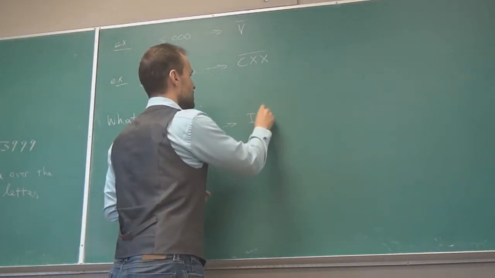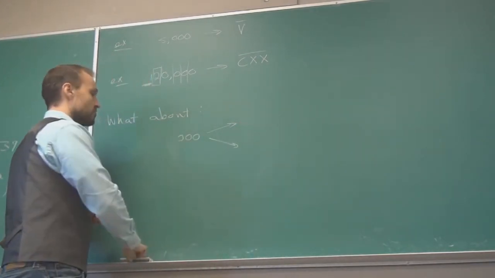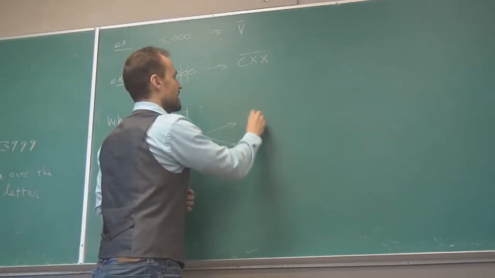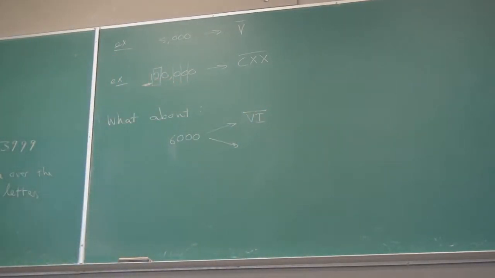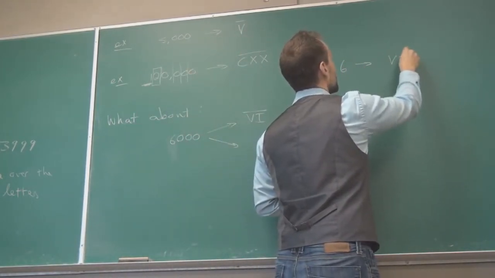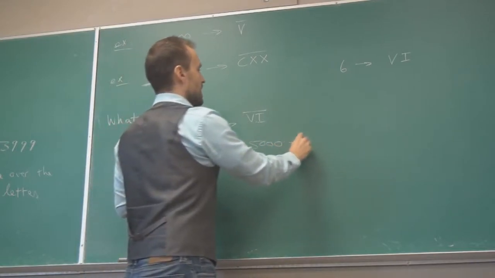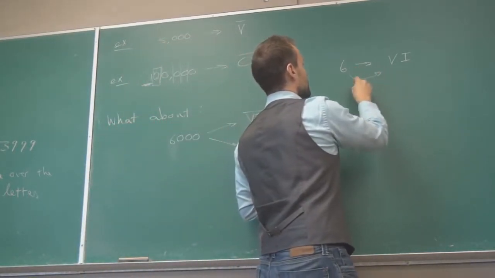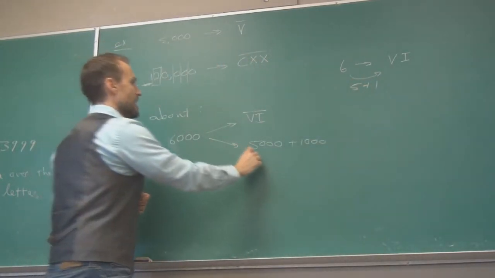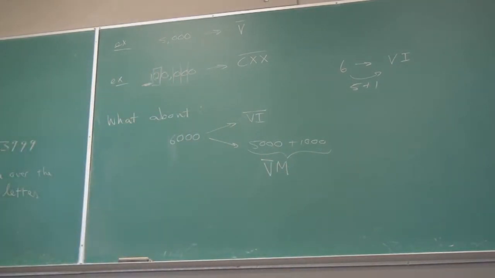What's one way to represent 4,000? IV for 4 with a line. That's one way. Actually, sorry, I wanted to go with 6. You can do 4 in a second, but 6 is a little easier. That would be VI with a line. But I could also think of 6 as a 5 and a 1. I can think of this as 5,000 and 1,000, because 6 here was really 5 plus 1. So that would then mean 5,000 and 1,000. So that would also be valid.